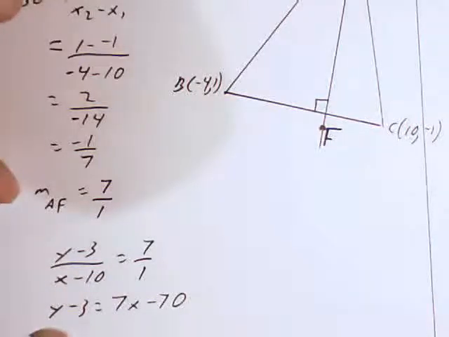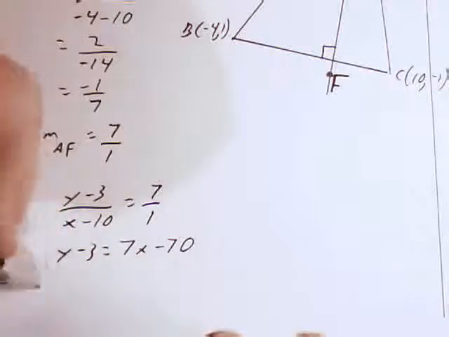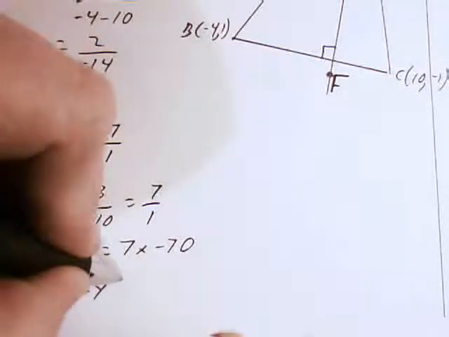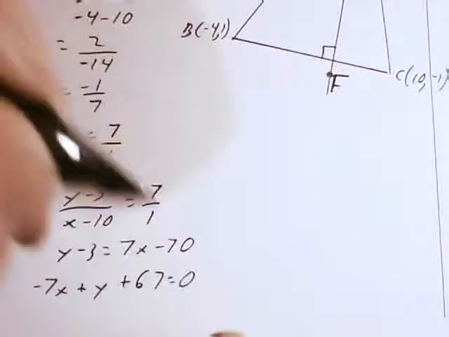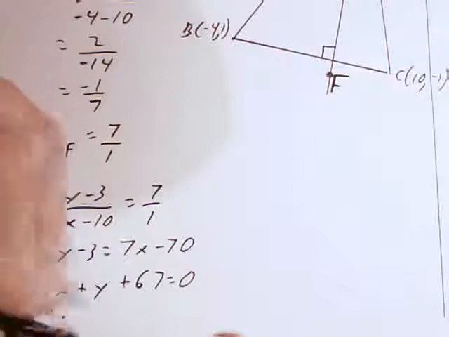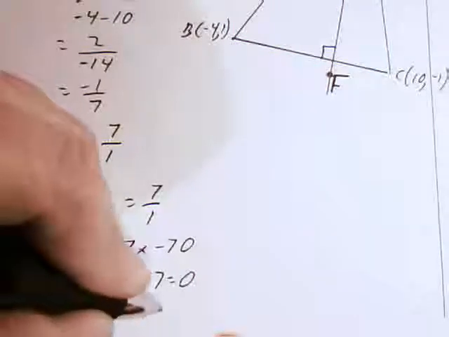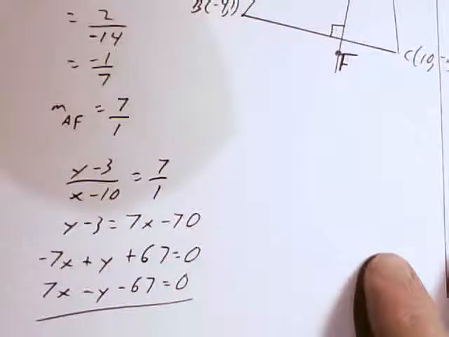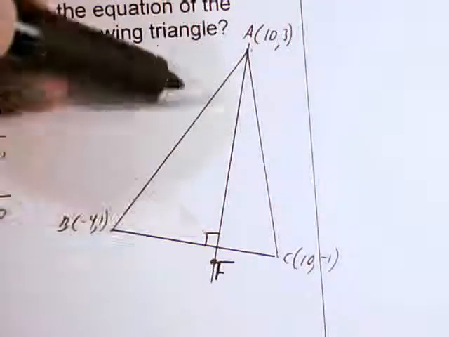I'll now move everything over to the left-hand side. So I now have an equation, negative 7x plus y plus 67 equals 0. However, we know that we can't have a negative sign in front of the a value, so I'm going to multiply every term by negative 1. This is the equation of the altitude AF.